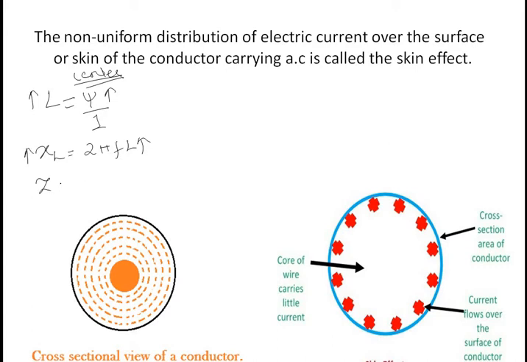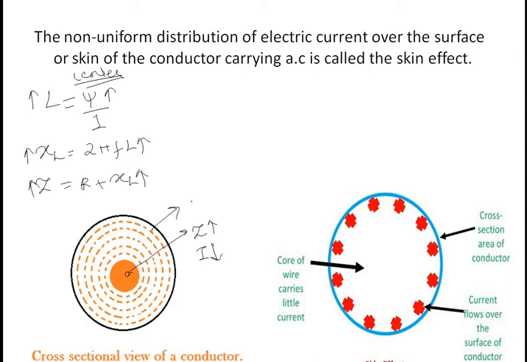The formula of impedance is equal to R plus XL. The XL, that is inductive reactance, is more at the center point over here. So therefore the impedance will be more. At the center part, the impedance is more, and that's why the current flowing at the center position will be much less.